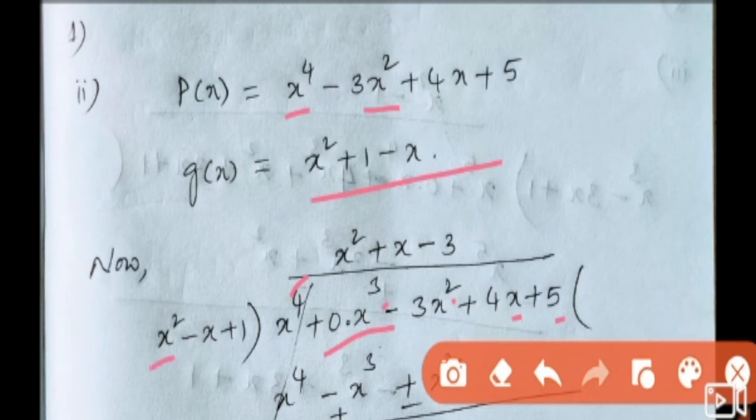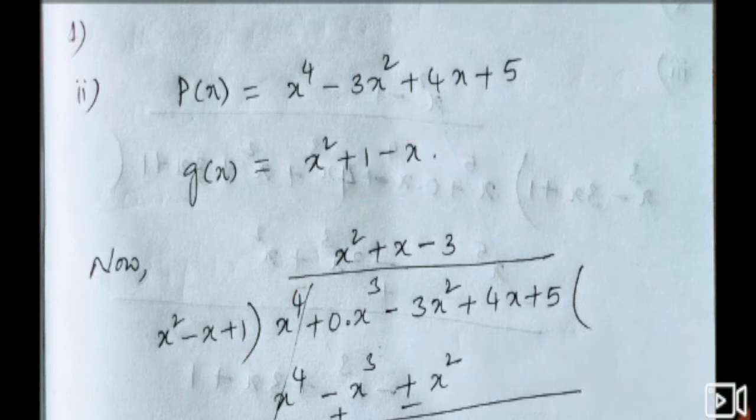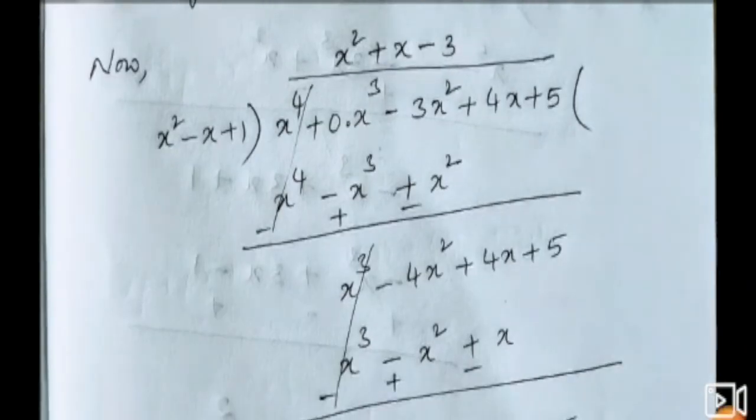we have to write in order. So one is x square. Next, x term is required. Before x, minus is there, minus x plus 1. This is the order of the polynomial. After that you have to do the division process. And the first one is finished.